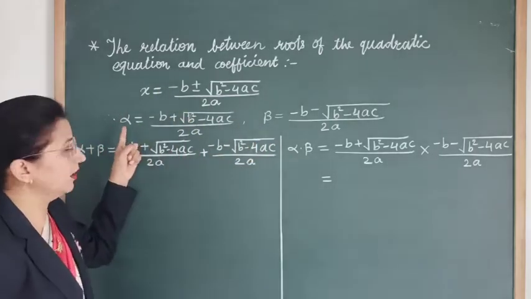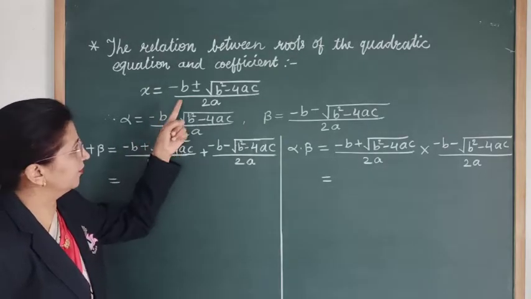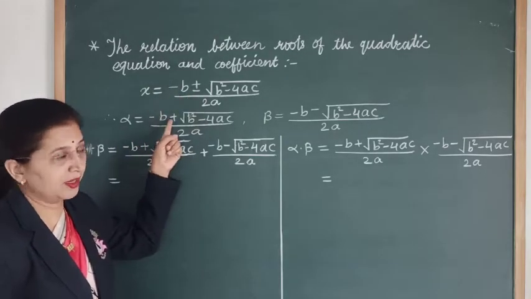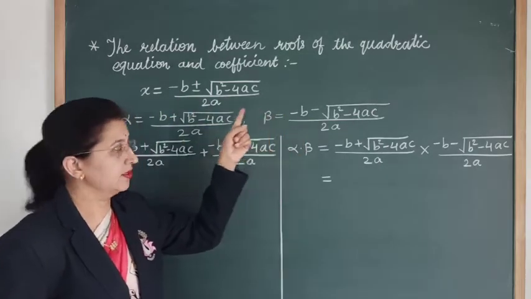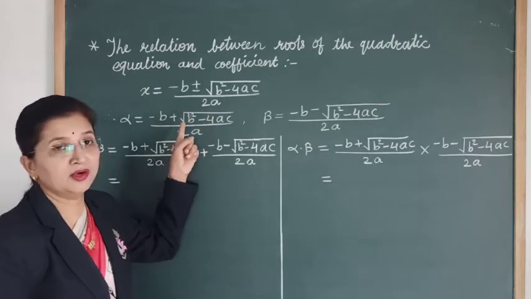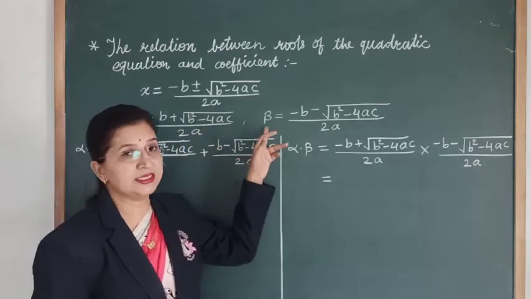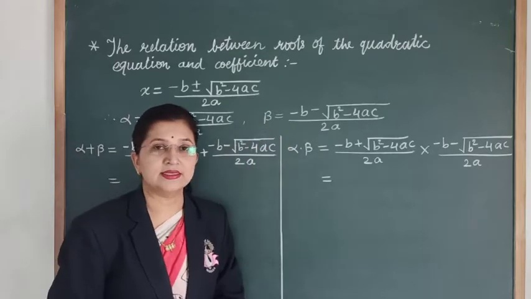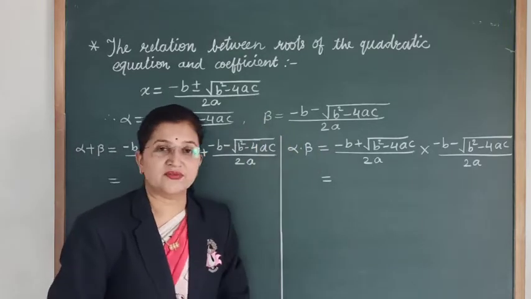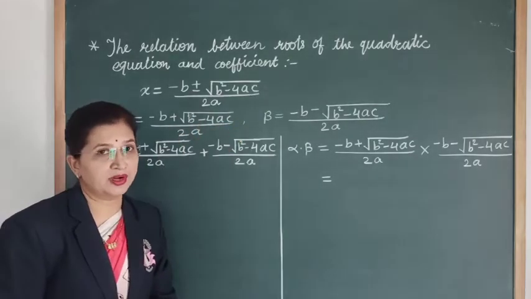So here alpha is equal to negative b plus under root b square minus 4ac upon 2a, taking plus from the plus minus, and beta is equal to negative b minus under root b square minus 4ac upon 2a. So these are the two roots of the quadratic equation.